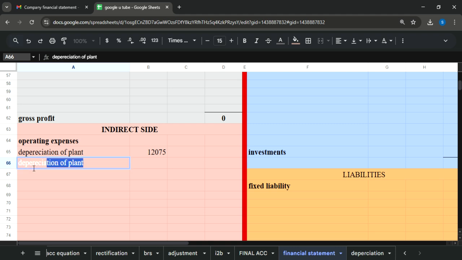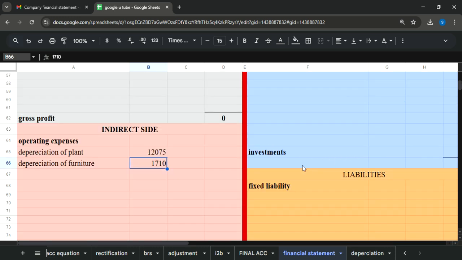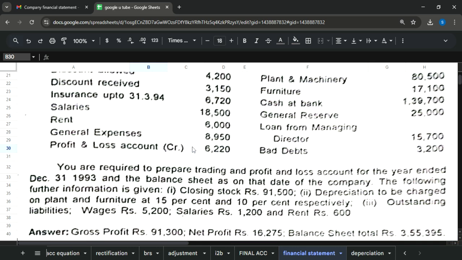Similarly, you will come over here and mention depreciation of furniture, the amount which we have calculated, 1710. From where have we taken this amount? Look here, 1710, and this is the procedure. How did we calculate it? 1710. So guys, in this way our adjustment is completed.